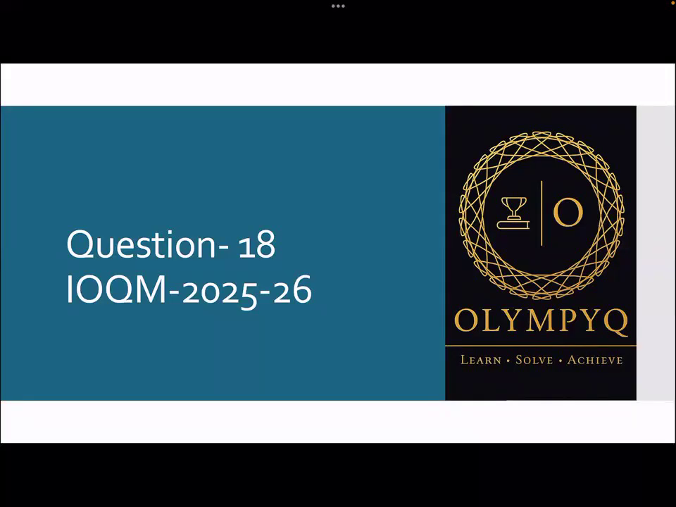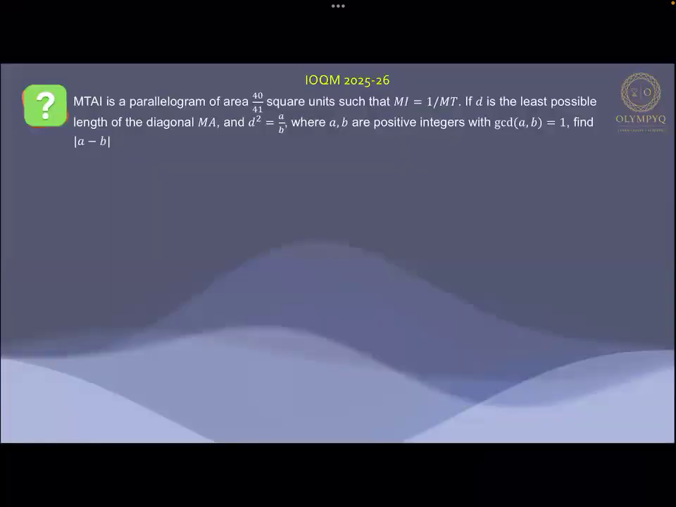Hello students, this is question number 18 of IOQM 2025 and 26. The question says MTAI is a parallelogram of area 40 by 41 square units such that MI is equal to 1 upon MT. If D is the least possible length of the diagonal MA and D square is equal to A by B, where A and B are positive integers with GCD equal to 1, then the value of modulus of A minus B is.